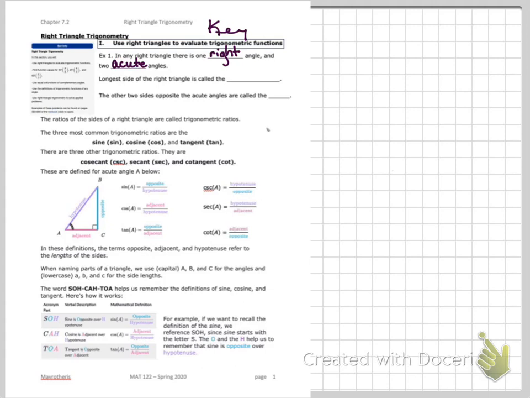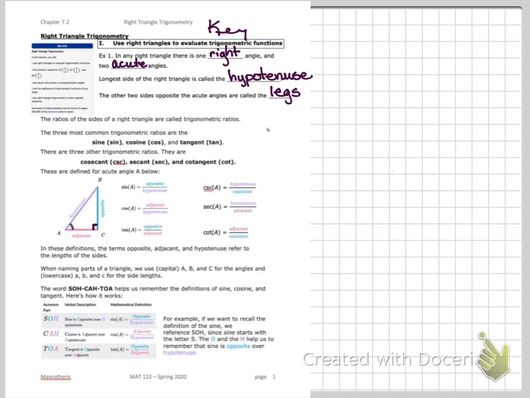So the longest side of the right triangle is called the hypotenuse. The longest side will always be across from the largest angle, so the hypotenuse is always across from our right angle. The other two sides opposite the acute angles are called legs. Okay, so notationally here, just in case you forgot, this little square here in the corner, that's what shows us that this is our right angle.